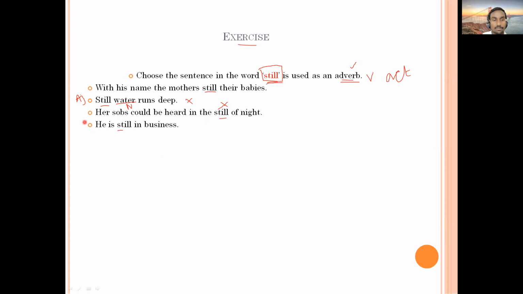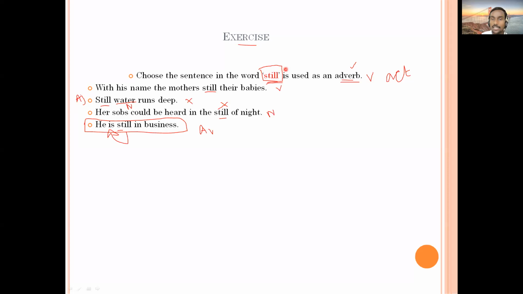So now you came to the right answer. Take the sentence "he is still in business". Here the word still is referring to the verb is. So in this sentence, still is an adverb. In the first case it is a verb, here it is an adjective, here it is a noun.